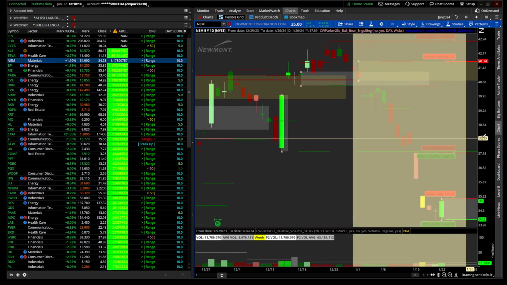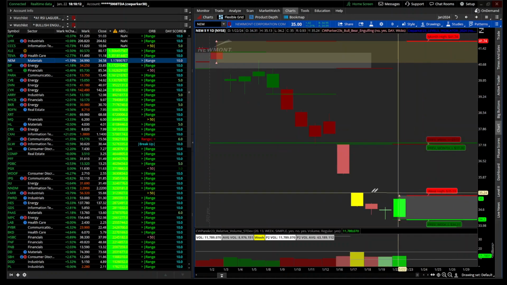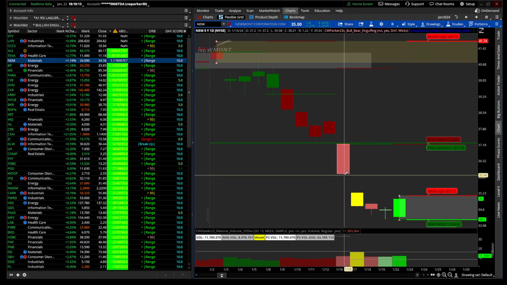So we can go to, this is the material sector. Here's a bullish engulfing here for today. It's a gap down, so I would wait for it to fill this gap, somewhere between 35 and 36.